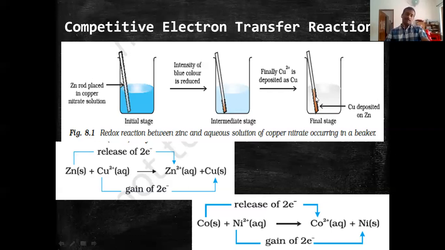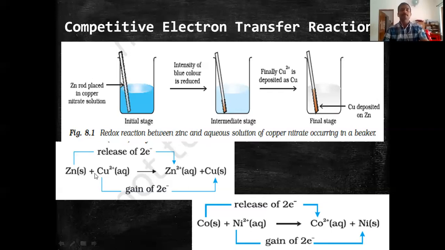That is the reason, and zinc is going into solution. So here is competitive electron transfer, competition between zinc and copper. Zinc has more tendency to give electrons, or the power is more for zinc. So zinc is giving electrons.